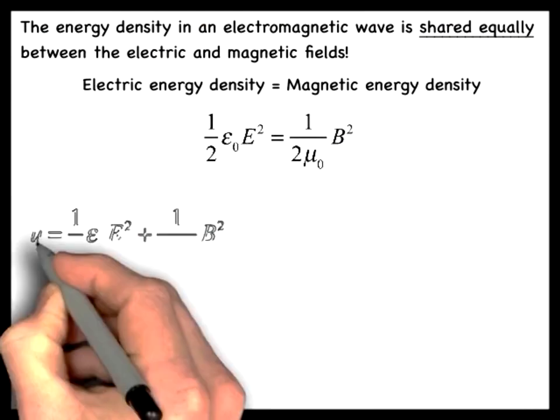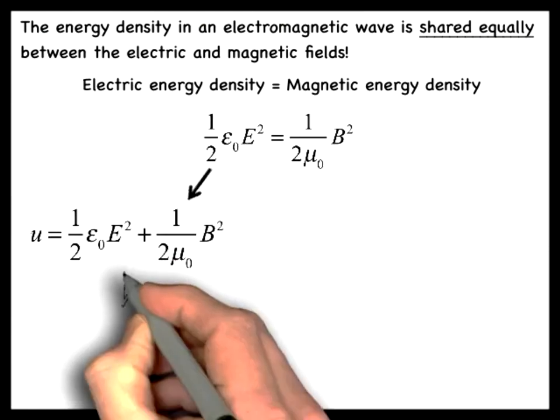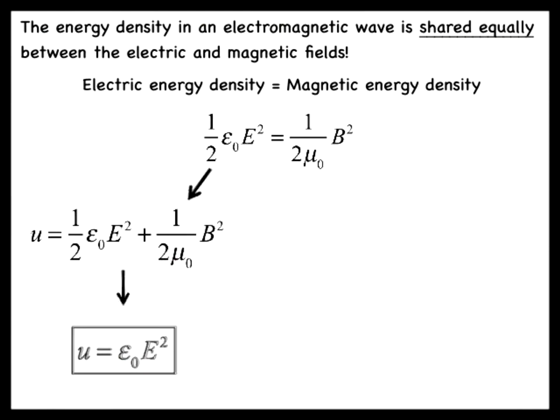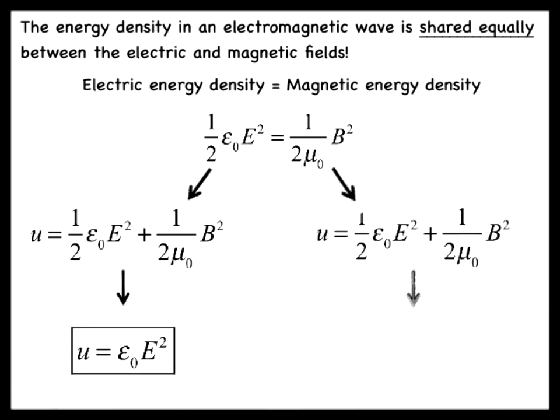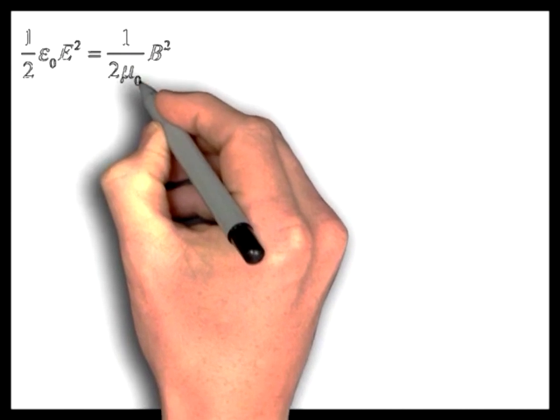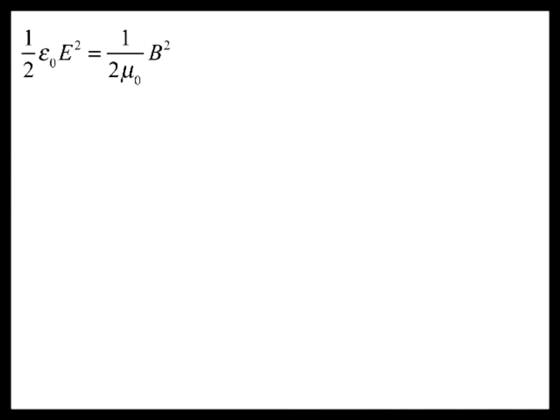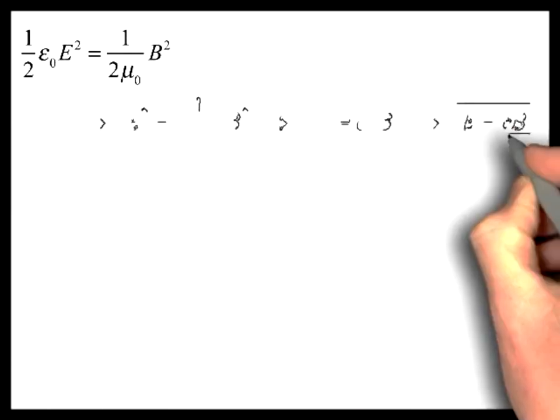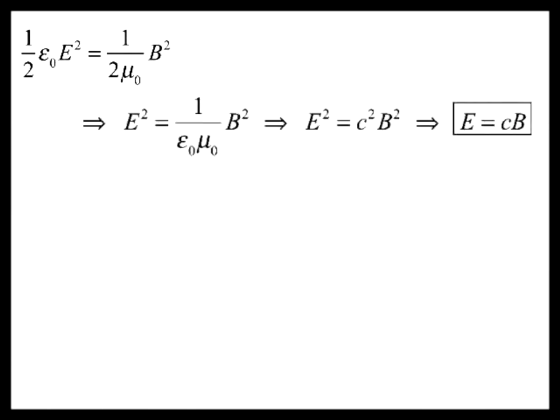We can write the total energy density in terms of just the electric field or just the magnetic field by making the appropriate substitutions in the total energy density. The fact that the energy densities in the two fields are the same allows us to set them equal to each other and discover a relationship between the electric and magnetic fields in an electromagnetic wave. What we find is that E and B are related simply by the speed of light.